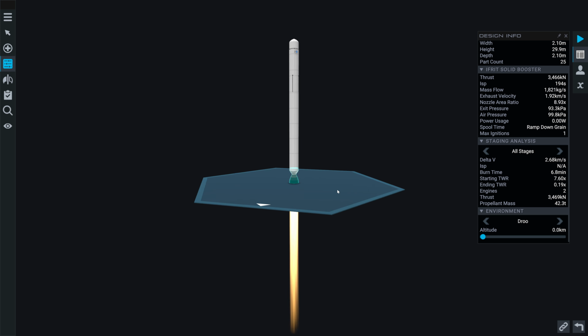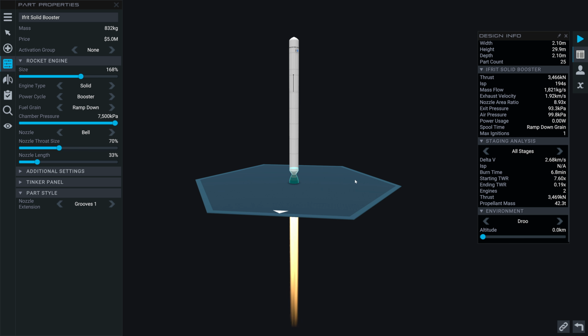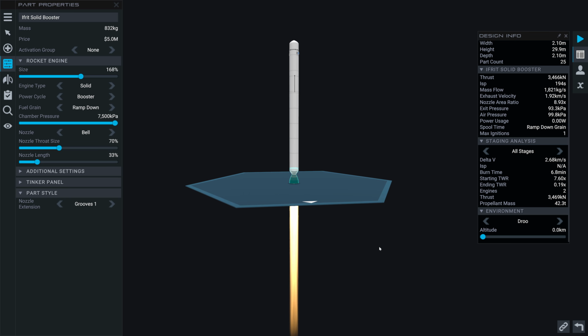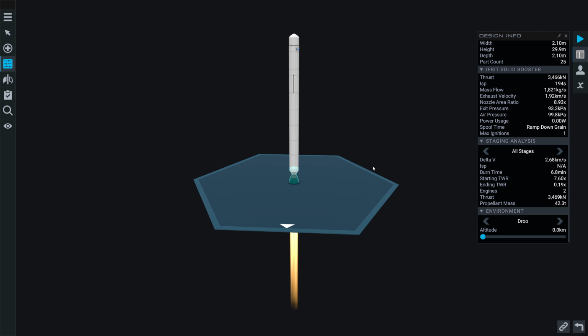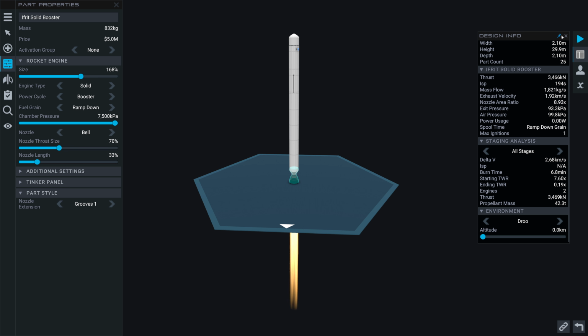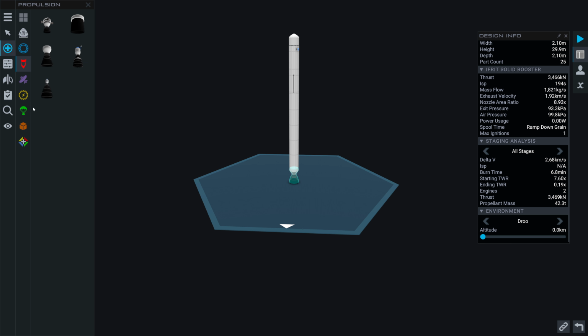So, let's find out if we have the thrust to weight. Well, not really the thrust to weight. I'm not actually concerned about the thrust to weight. Our starting thrust to weight is going to be insane off of the pad. So the question is, do we have the delta V to get to where we're going? That is definitely an interesting question.